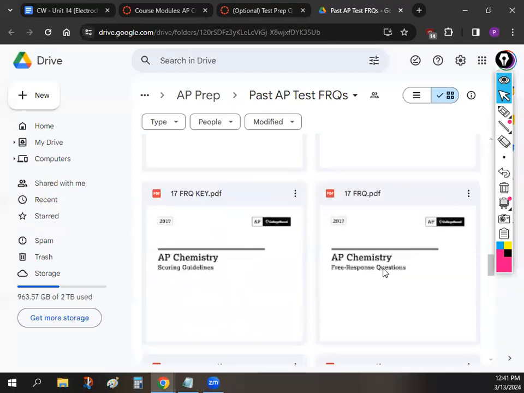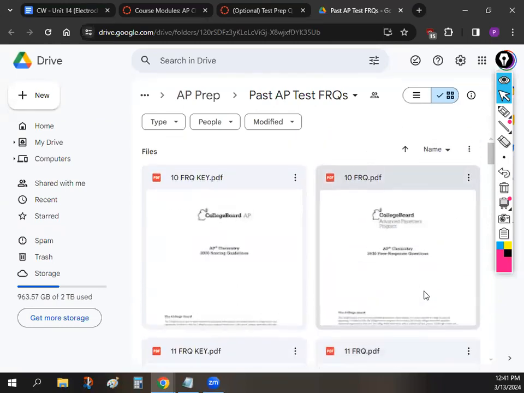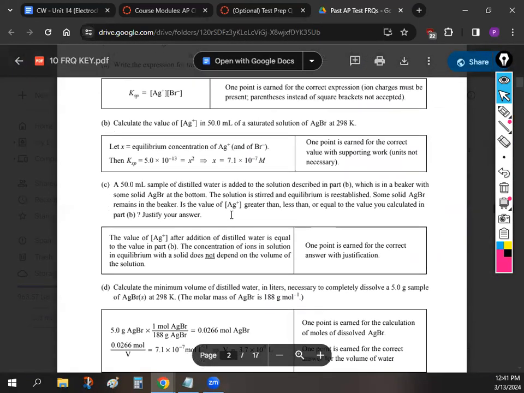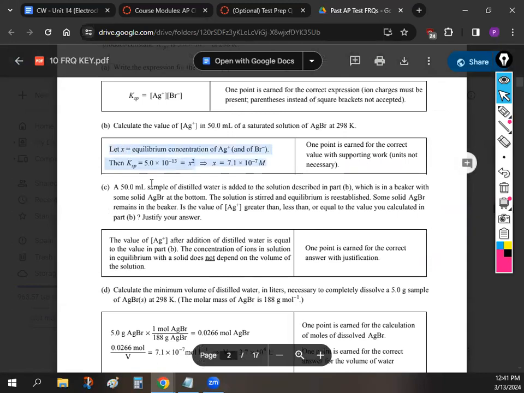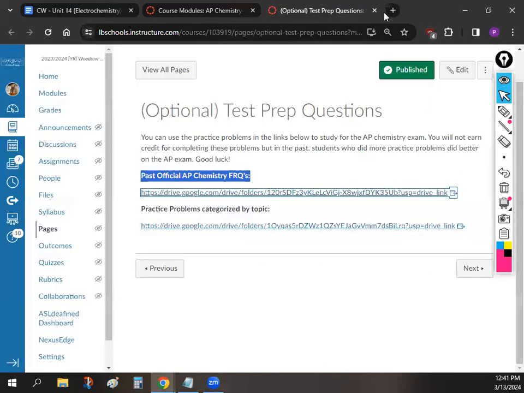We have all the FRQs from 2010, and this should give you a good idea of what to expect and what they look like. I also have the answer keys up there so you can see how they are graded, and that'll let you know what you need to include in FRQs when you solve them. The practice test, first practice? No, this is one and done.